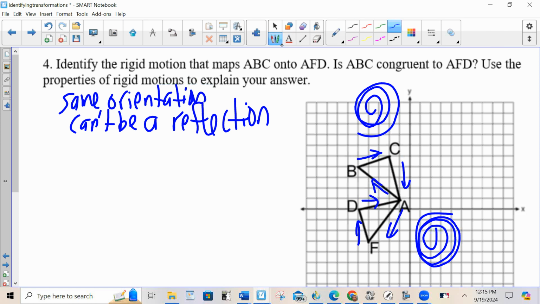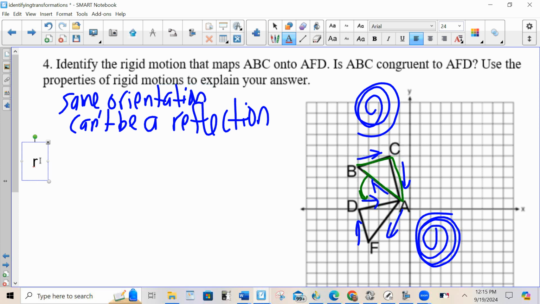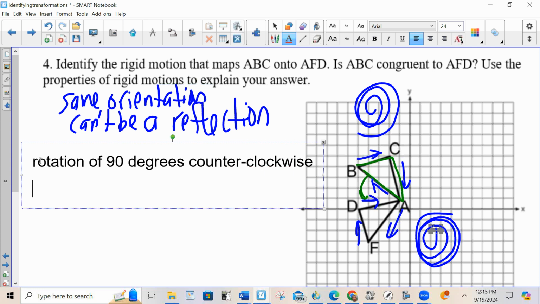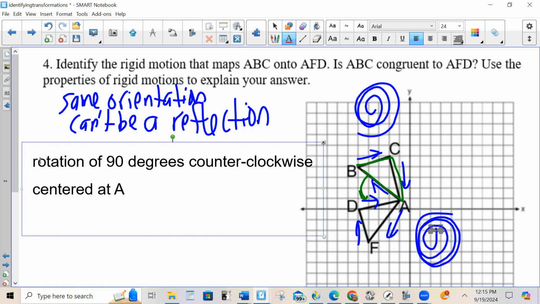I see it. I'm starting with this one, the green one. It's going this way. So it's going counterclockwise. And that's a 90-degree turn. We also said that every 90 degrees, it moves one quadrant. That's a 90-degree turn. So it's a rotation of 90 degrees counterclockwise, centered at. Now again, the center of rotation, if there's a point that didn't move, that will be the center of rotation, in this case A.